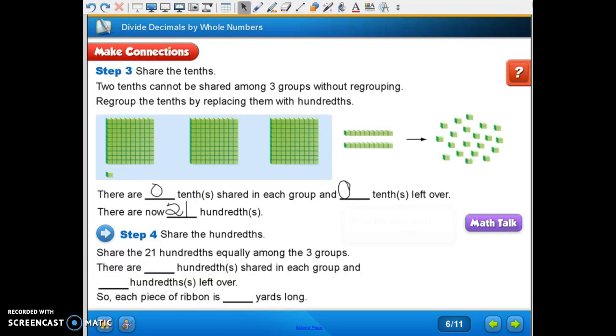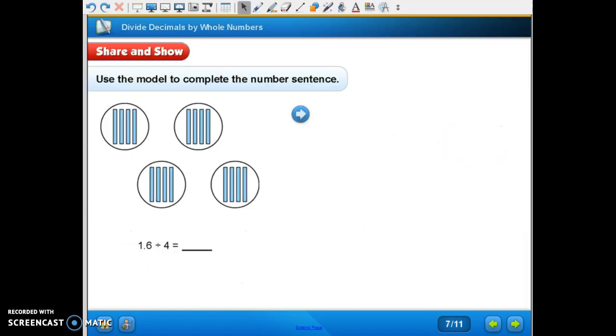Share the 21 hundredths equally among 3 groups. There are blank hundredths shared in each group. So how many hundredths are we going to have in each group? What times 3 is 21? 7 hundredths shared in each group. And are there any hundredths left over? No. So each piece of ribbon is 1 7/100 yard long.